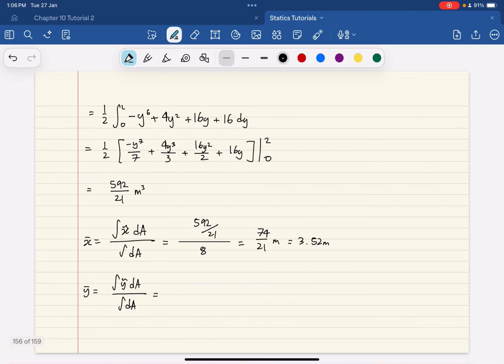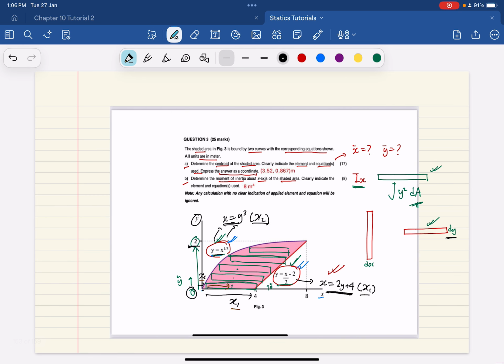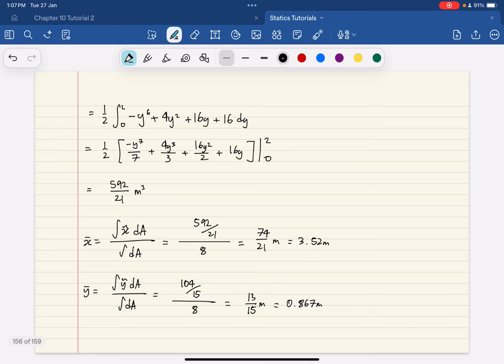so it is 104 over 15 divided by 8. 13 over 15 meters and 0.867 meters. Okay, decimal places, right? 3 decimal figures. So if we look at it, yeah, we get the correct answer, 3.52 and 0.867. So that resonates with our answer clearly. So yeah, there's already your 17 out of 17 marks. Okay, we've already backed this.